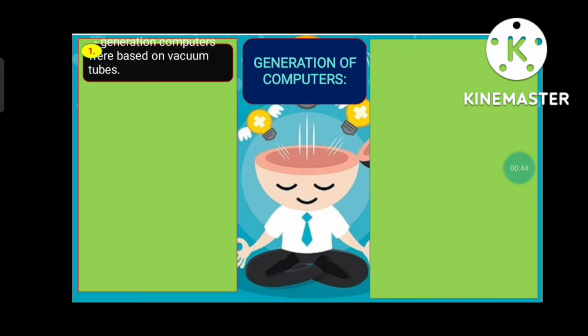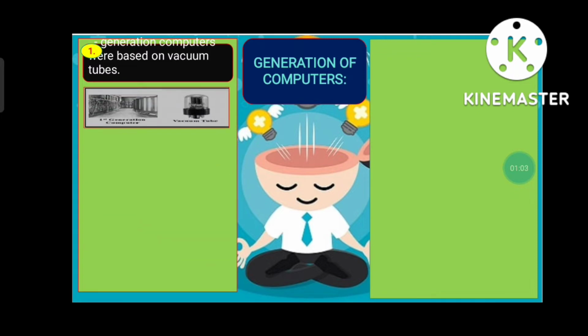First generation computers were based on vacuum tubes. These machines were large in size, expensive to operate, and instructions were written in machine language. Their computation time was milliseconds. So here's the first generation image, the vacuum tube. As you can see, there's the example picture in the slide.